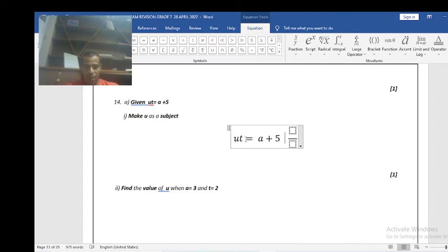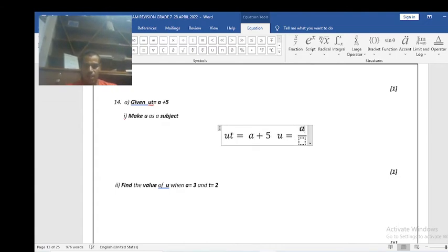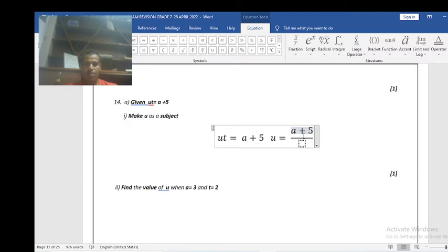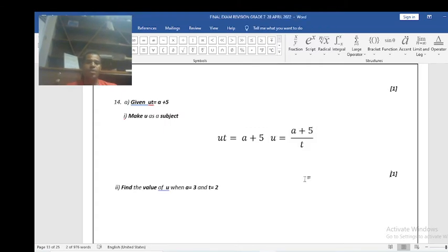So therefore I will divide both sides by t. So therefore u equals a plus 5, divided by t. Okay, I will make a copy, I'm going to need it after.